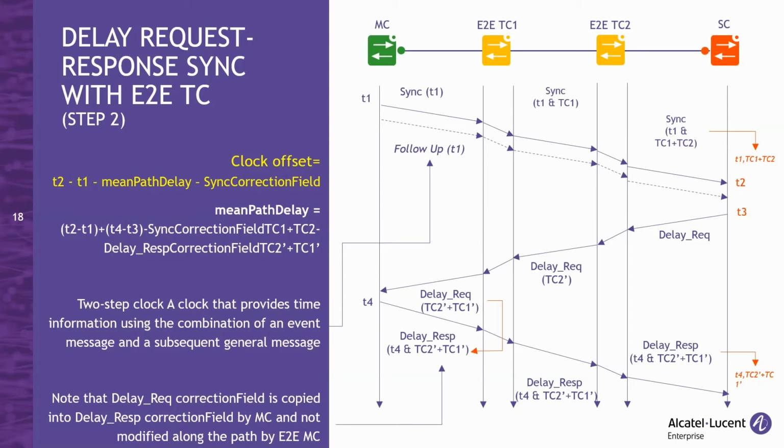The principle of calculation the clock offset is the same as on the previous slide, but in this case of using transparent end-to-end clocks, the difference is that correction field will include residence time of transparent clocks, while mean path delay will be calculated using path delay between multiple clocks.